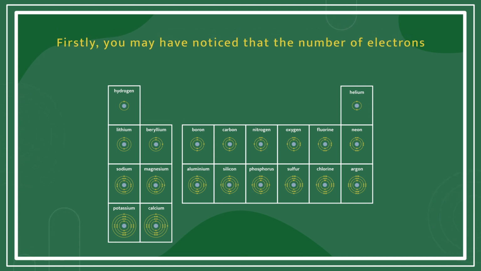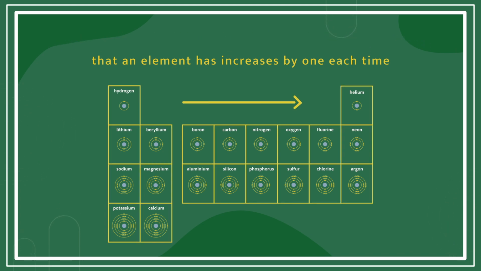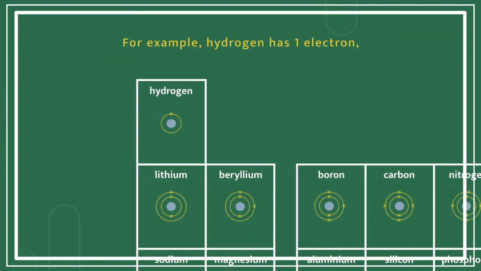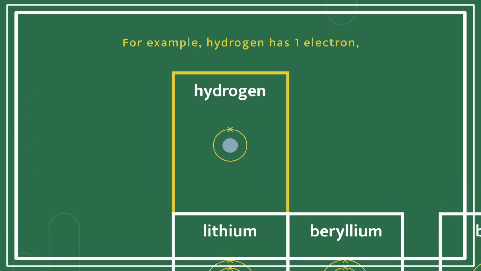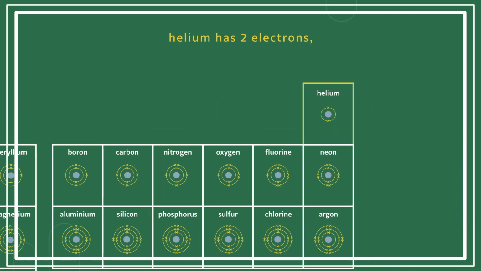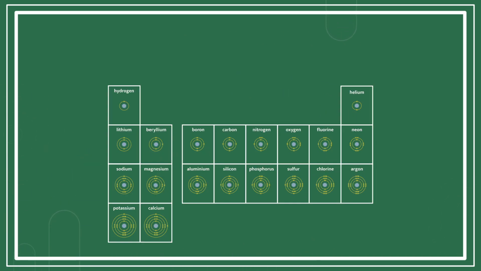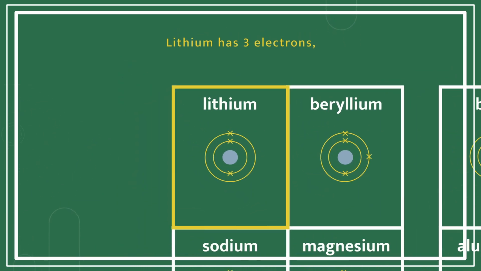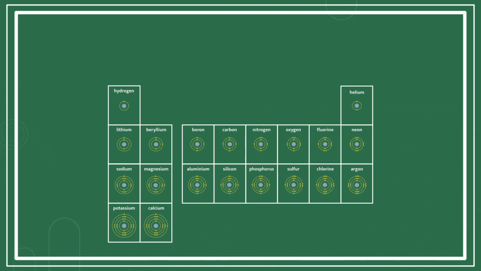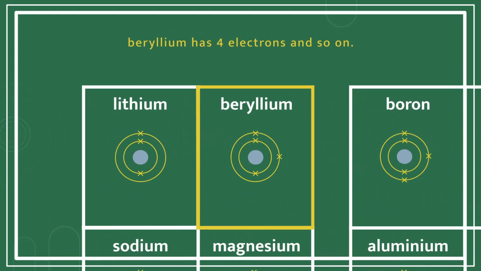Firstly, you may have noticed that the number of electrons that an element has increases by 1 each time as we go from left to right across the periodic table. For example, hydrogen has 1 electron, helium has 2 electrons, lithium has 3 electrons, beryllium has 4 electrons, and so on.